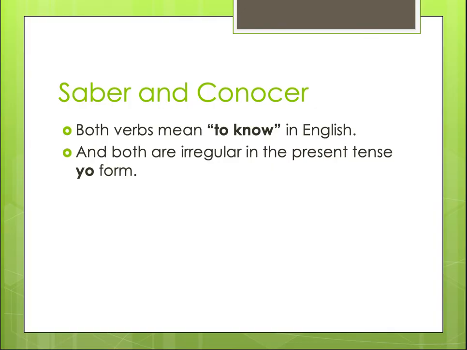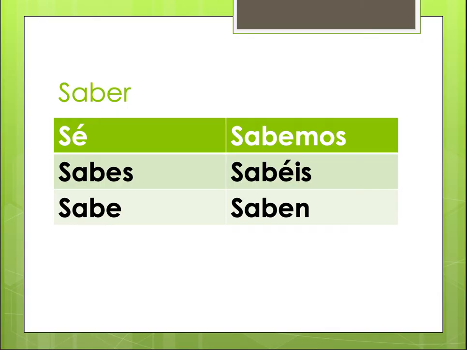So let's look at how we conjugate saber first. Saber, the yo form is sé, S-E with an accent on it. And then the rest of it is what you would expect from a regular ER verb. So sabes, sabe, sabemos, sabéis with an accent, and saben. Feel free to pause if you need more time.